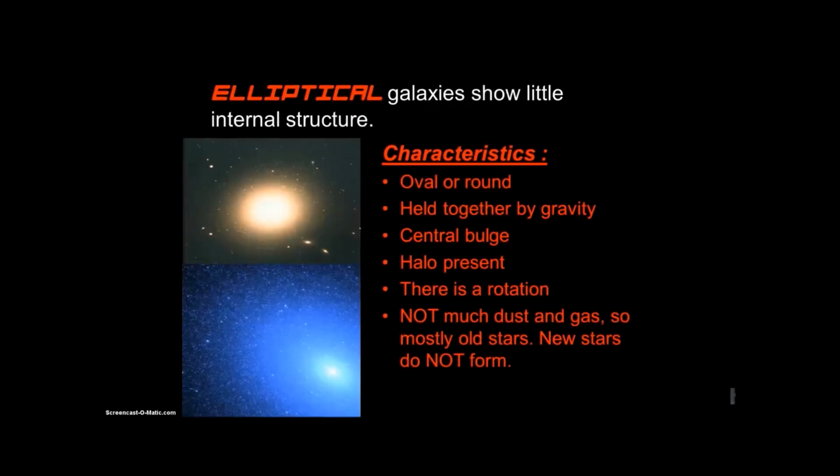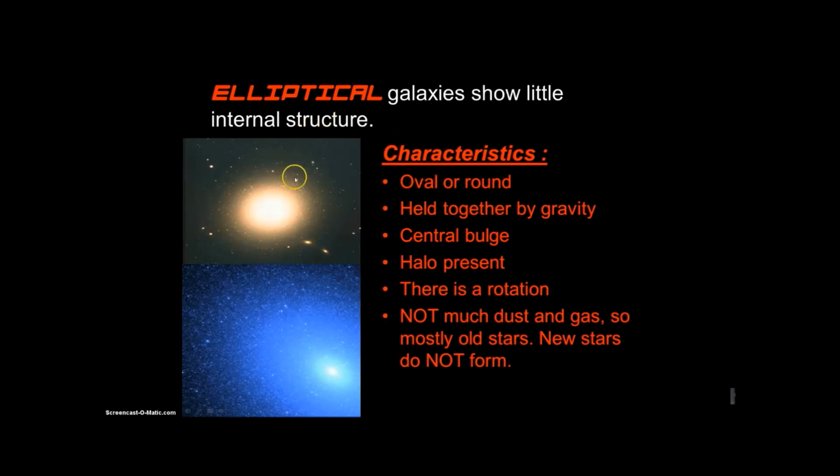Okay, now let's talk about elliptical galaxies. Again, these galaxies don't have a lot of internal structure. They're older. They're not as young as spiral galaxies. They are oval or round in shape. They do have a halo, an outer glow. A halo is present. That's this outer glow, and a central bulge. They believed at one time that an elliptical was a part of a spiral galaxy, and it had arms, but those have all gone away. So all that's left is the central bulge, the halo, and a lot of old stars.